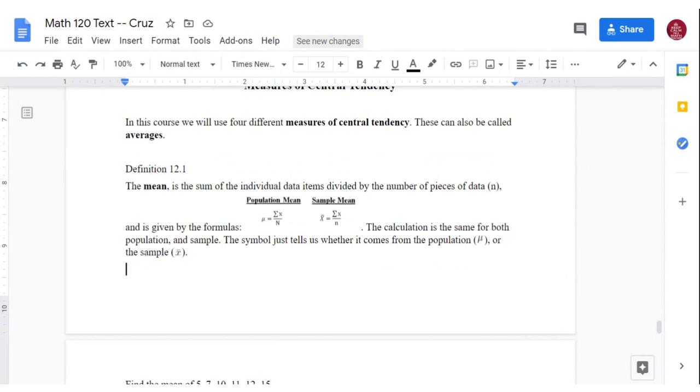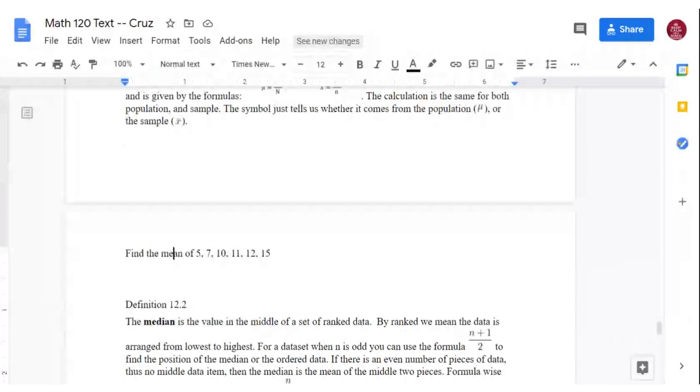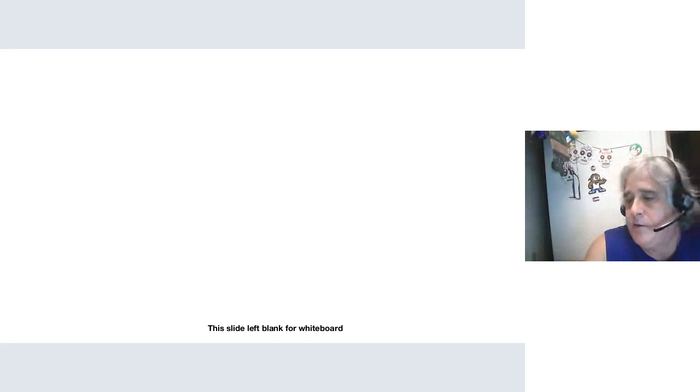What this essentially means is we add up all the pieces of data that we have and divide by the number of pieces of data that we have. So we're going to do this over on the old board, I think. It will be easier over here.